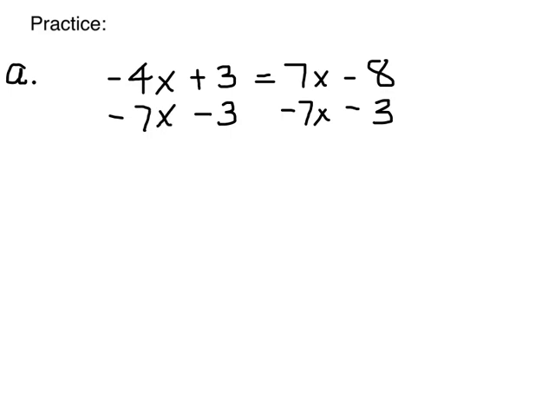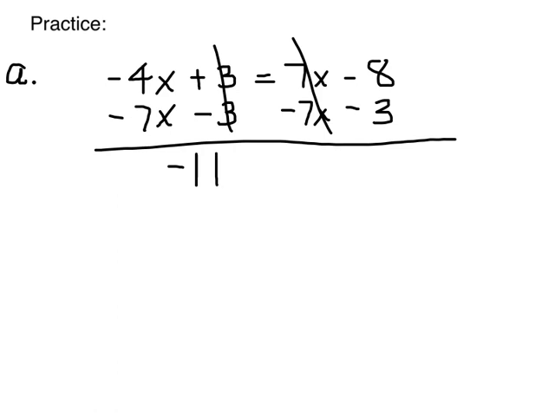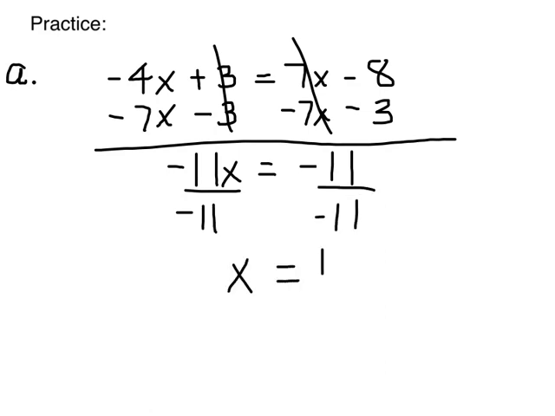I've got everything lined up in the columns that it needs. I have eliminated these 2 middle terms. Now I add negative 4 plus negative 7 is negative 11x equals negative 11. When I divide by negative 11, I see that x is equal to 1. Okay, let's do the next one.